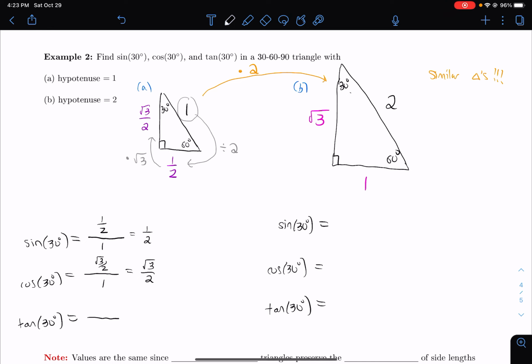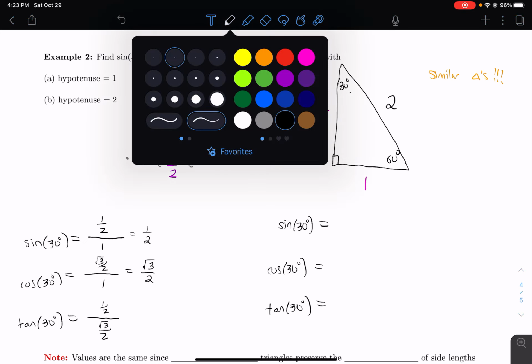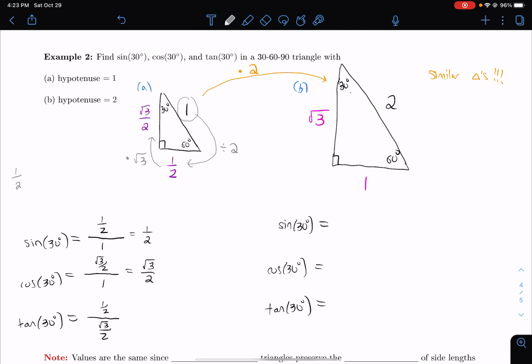Tangent is the opposite over adjacent. The opposite to 30 is the 1/2. The adjacent to 30 is √3/2. And now I want to simplify this. So simplifying, I have the 1/2 divided by a fraction. That means it gets multiplied by the reciprocal, 2 over √3. Multiplying these, the 2's would cancel, and this equals 1 over √3. So that is tangent of 30. If I wanted to, I could rationalize the denominator, but this problem didn't specifically ask me to, so it would be okay to leave it like this.